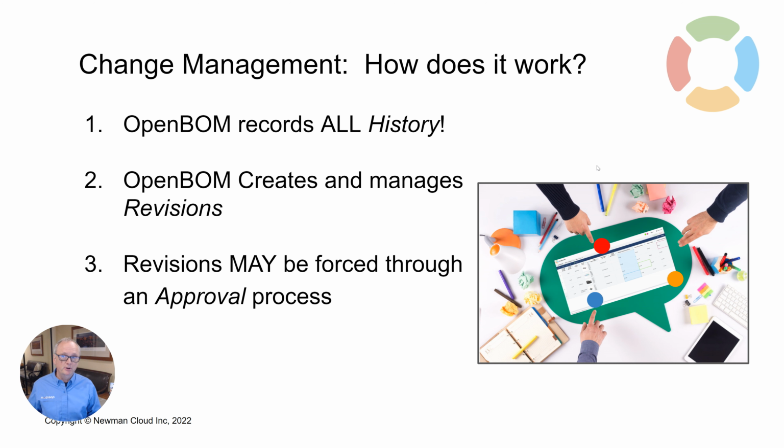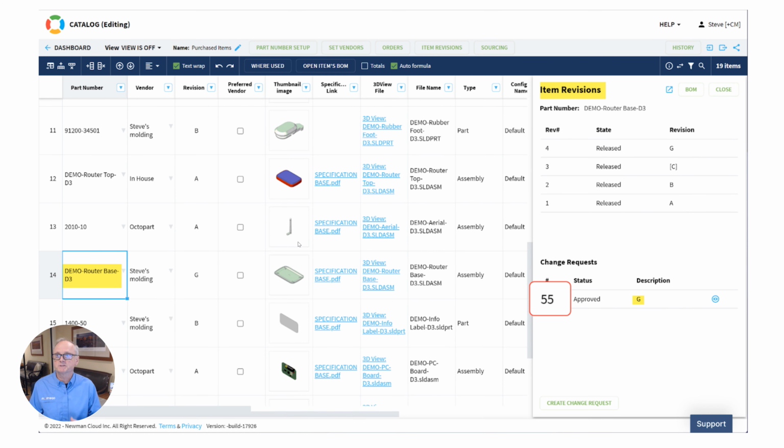So how does it work? Well, simply put, OpenBOM records all the history. So we record all the changes. You change a cell, or you change a document, or you change a CAD file stored in OpenBOM. We record all of those changes in one way or another. OpenBOM lets you create revisions as your product matures. You may, at certain maturity levels, want to create and manage revisions. Then finally, you can force your revisions through a change order process, which may be important to your business process. So let's take a look at how some of those work specifically.